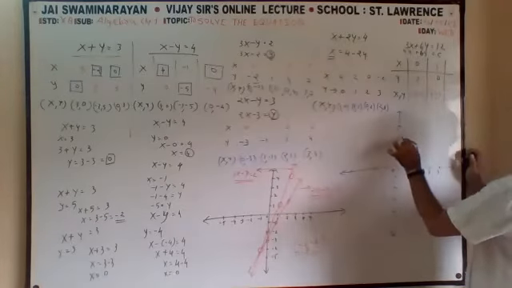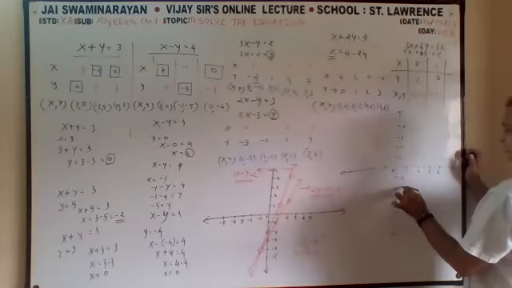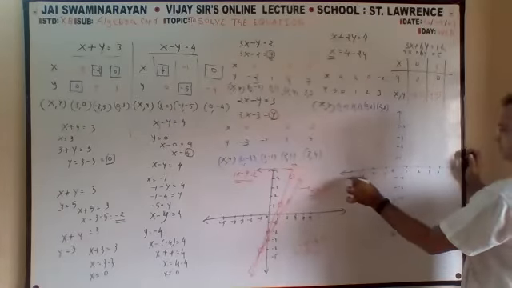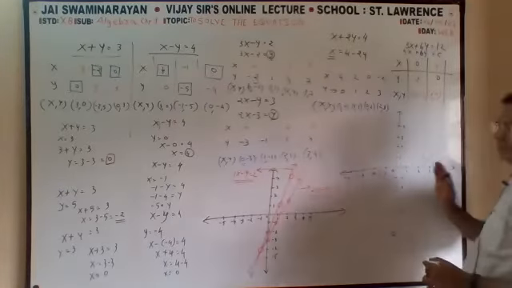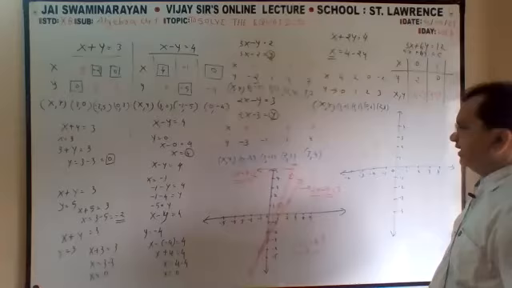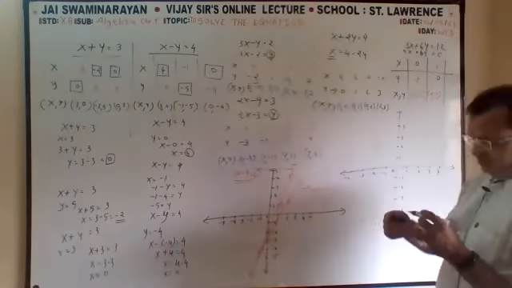Positive, negative. Left negative, right positive, up positive, down negative. Now take this.